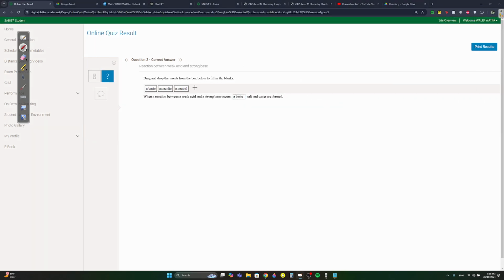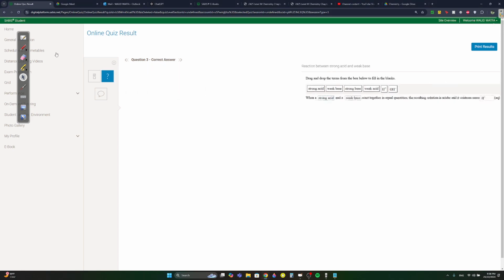Question 2. When a reaction between a weak acid and a strong base occurs, a salt and water are formed. Obviously, if the base is stronger than the acid, then the salt formed will be basic, right? Because the base is stronger, how is the salt going to be? It's going to be basic as well.